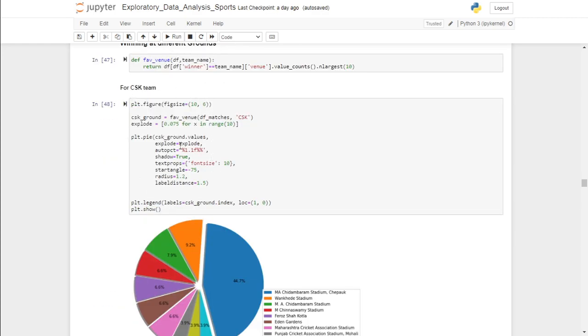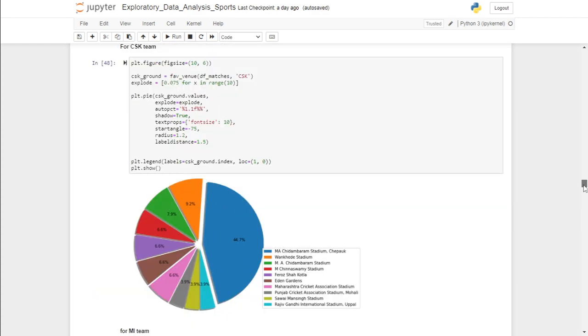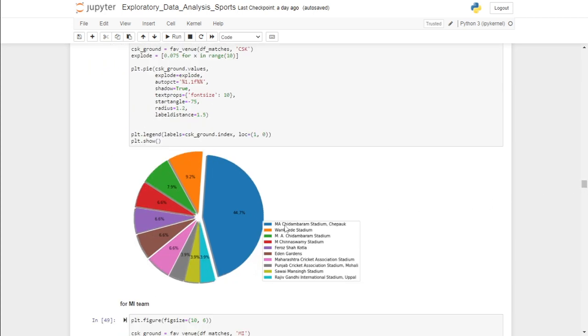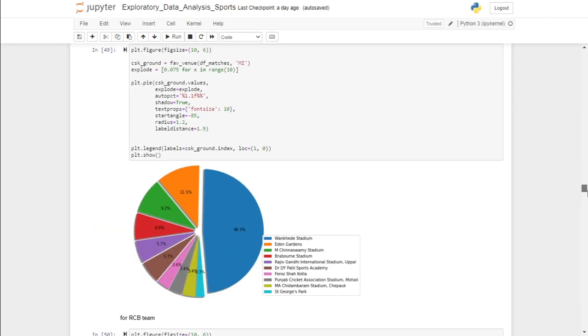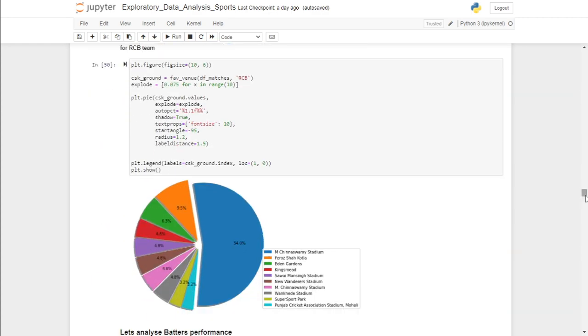And for CSK, they win most of their matches in Chidambaram, which is their own home ground. And Mumbai also wins most at their home ground, Wankhede Stadium. And RCB also won most of their matches in Chinnaswamy Stadium.